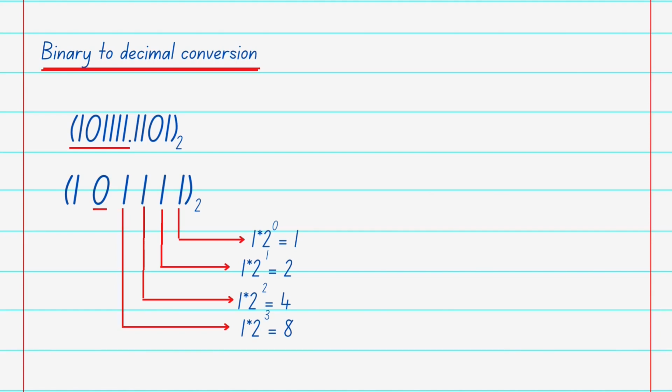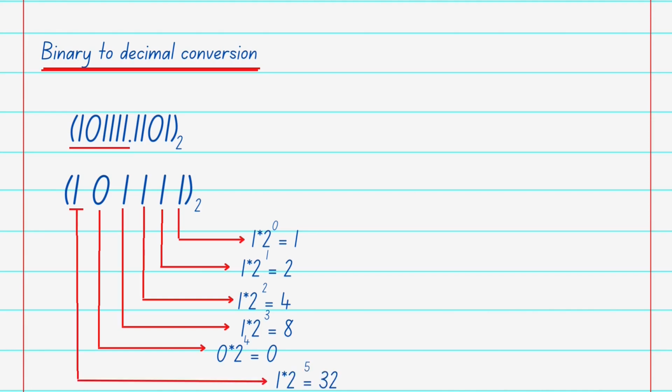is 8. Likewise, the fifth digit is 0, that gives 0 into 2 raised to power 4, ultimately giving the answer 0. Again the next digit is 1, so we will write down 1 into 2 raised to power 5, which is equal to 32. So we are moving digits from right to left and our weights of power 2 are increasing from 2 raised to power 0 to 2 raised to power 5.